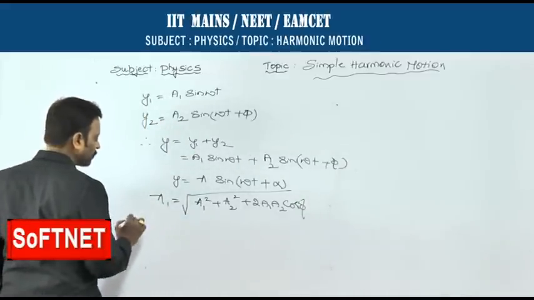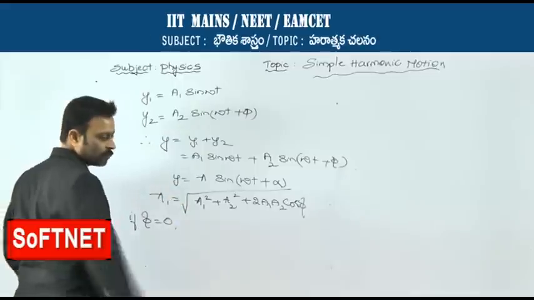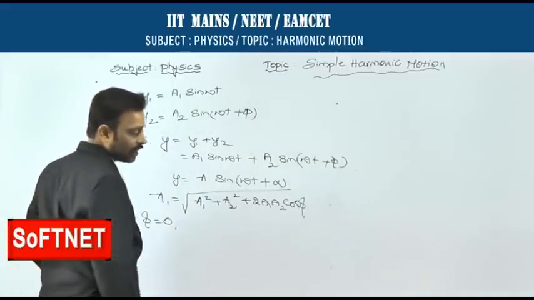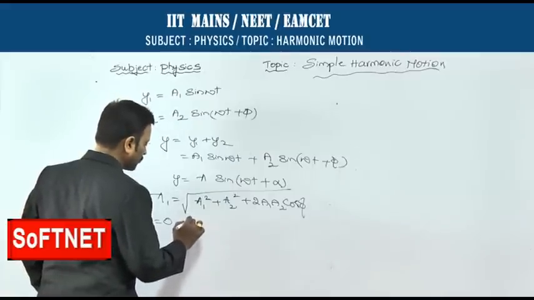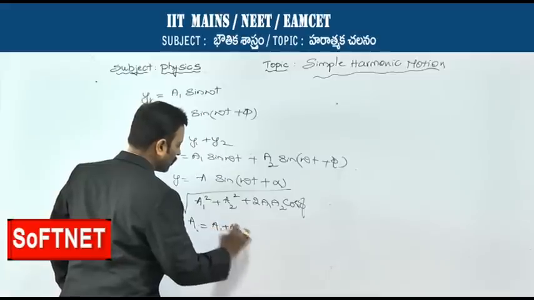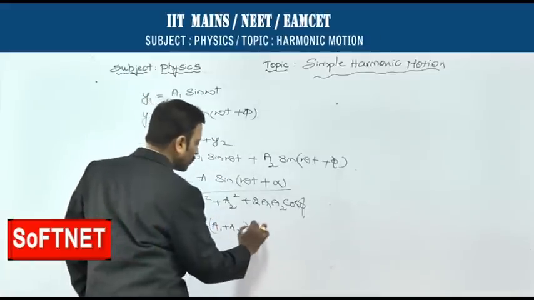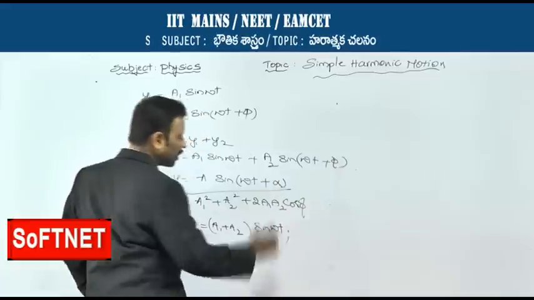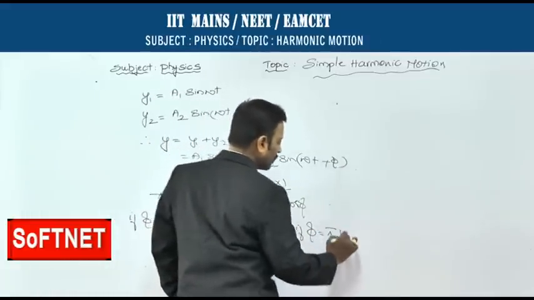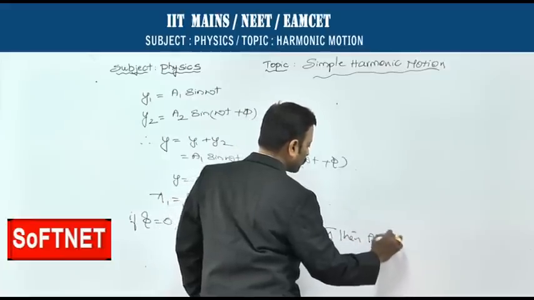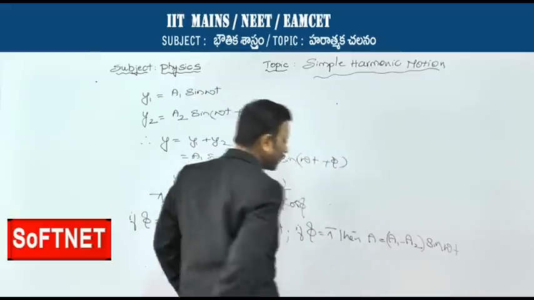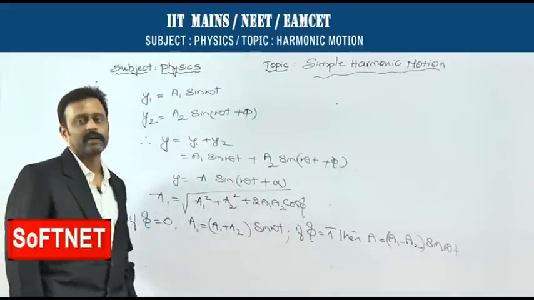Then if phi is equal to 0, if there is no phase difference between the two particles, then I can write a is equal to a1 plus a2, so y is equal to (a1 plus a2) sin omega t. On the other hand, if the phase difference is pi, then a is equal to a1 minus a2, so y is (a1 minus a2) sin omega t. These are the two different conditions.